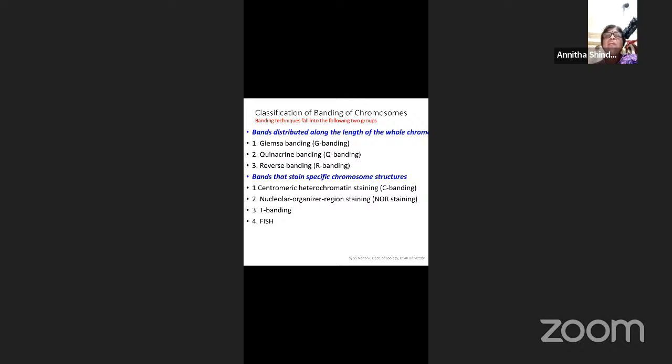Then the Q banding. Q stands for quinacrine. This is again a stain, which is why it is called Q banding. Then the third one is R, that is reverse banding. So in this category 3 types of banding come. When you are using these 3 different banding techniques, the bands are distributed along the whole length of the chromosome.